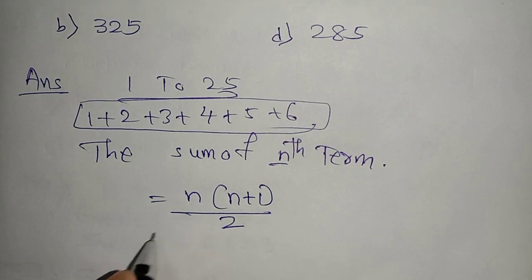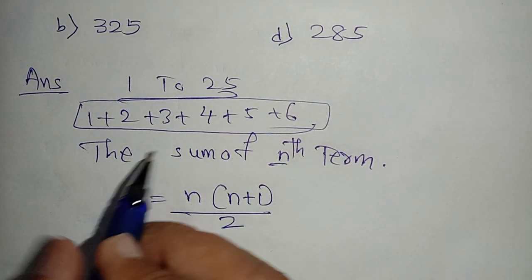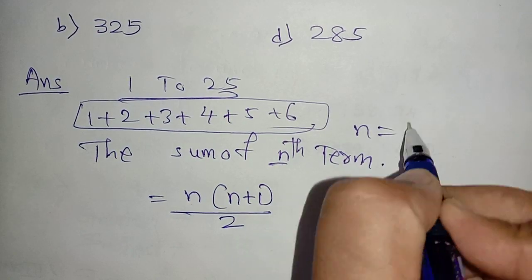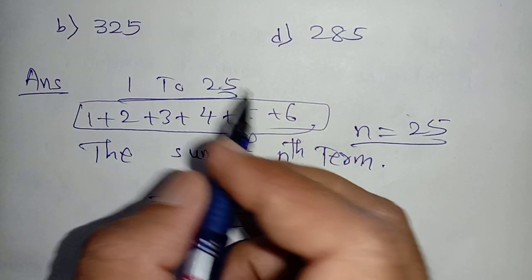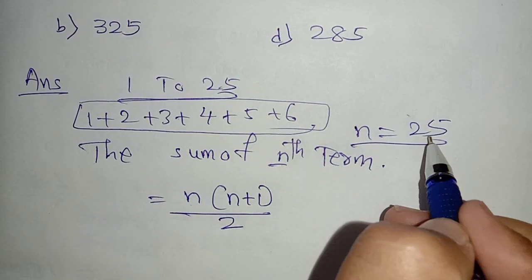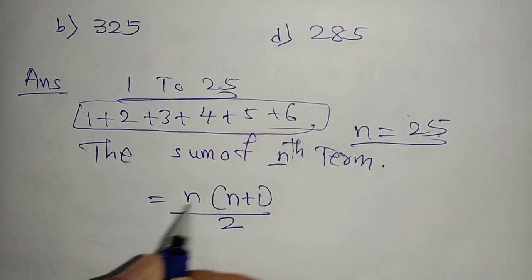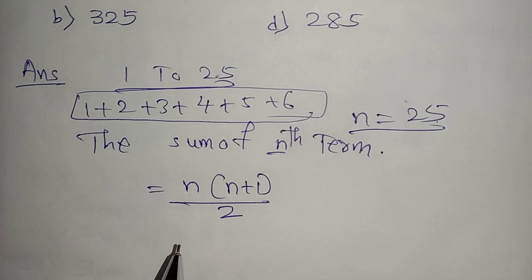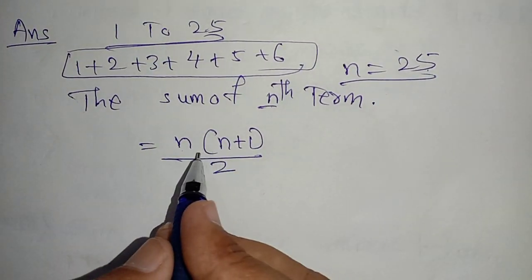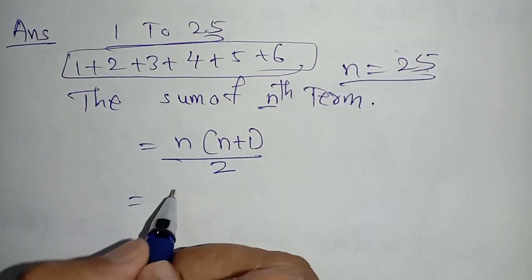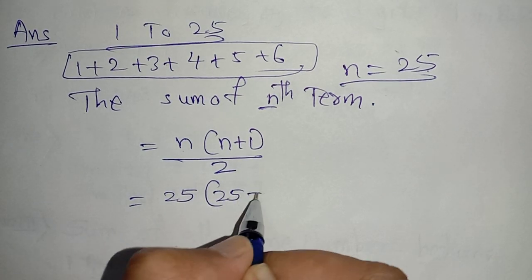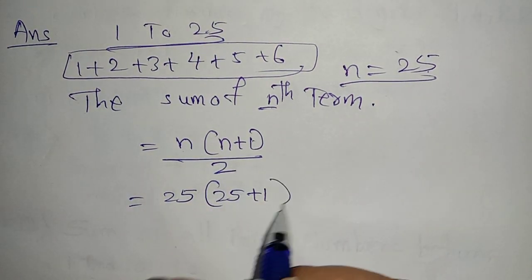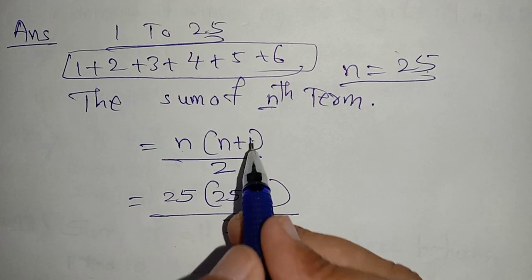See here. So here n is equal to how much? We have to write n is 25. 1 to 25 means n is equal to 25. So in the place of n, just write 25, again bracket 25 plus 1. Here 1 as it is, whole divided by 2.